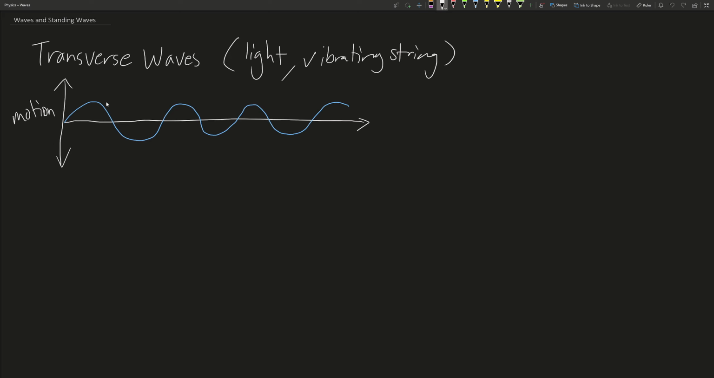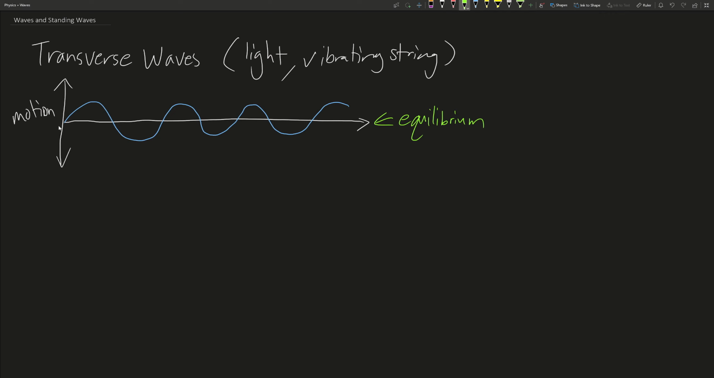Now, for this graph, there are a few important features that you need to know. So this center point, or this zero on the graph here, is the equilibrium position. When the amplitude is zero, or when there is no wave, the string or whatever medium it is, or for light, there is no medium, would just be a flat line. However, when there is a wave, it'll oscillate around the equilibrium. So it's like an oscillator in that case.